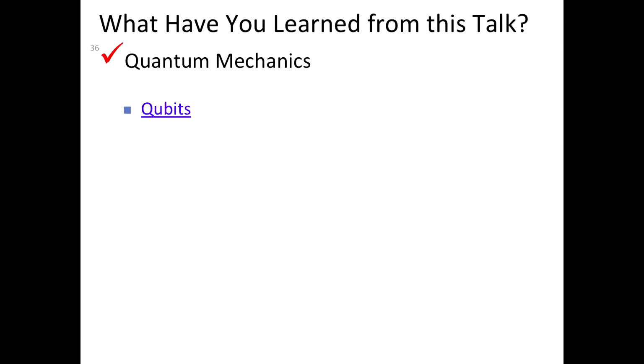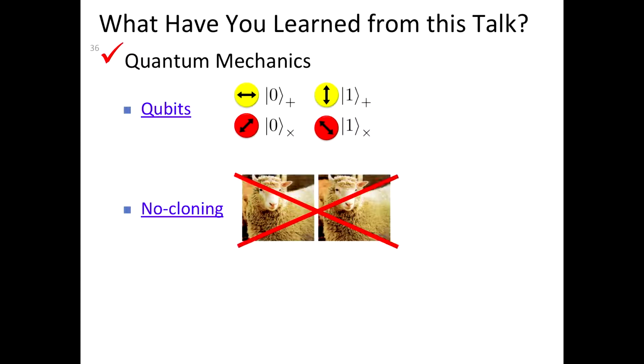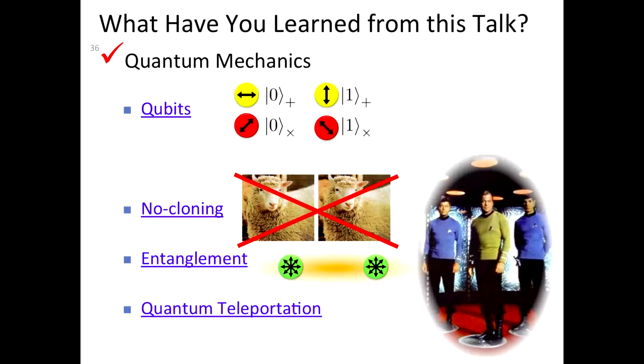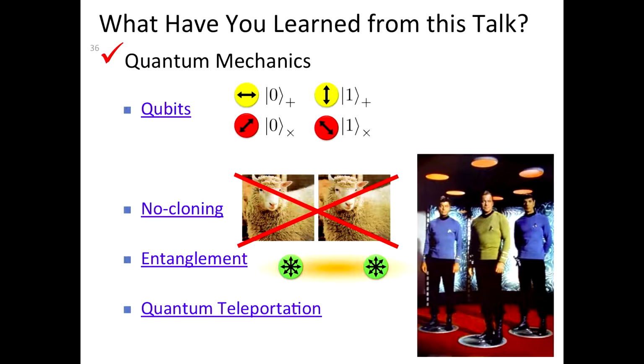I think that brings me to the end. I hope you've learned something in this talk. First of all, about quantum mechanics, what qubits are, these 4 states. You've seen the no-cloning theorem. You've encountered some funny new resource state, qubits that are entangled. And you've seen how to use them to do teleportation.